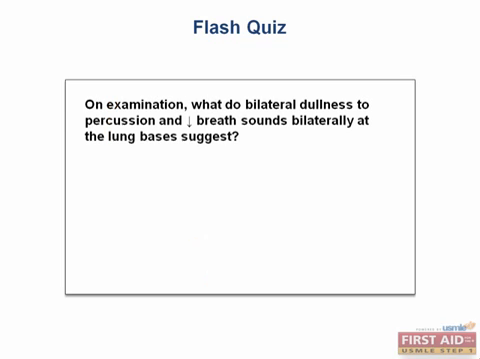Flash quiz. On examination, what do bilateral dullness to percussion and decreased breath sounds bilaterally at the lung bases suggest?